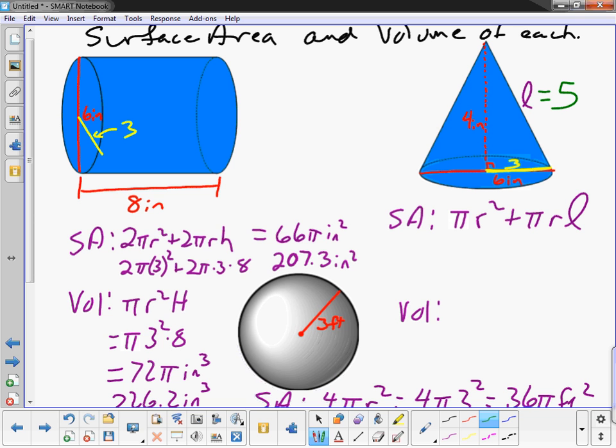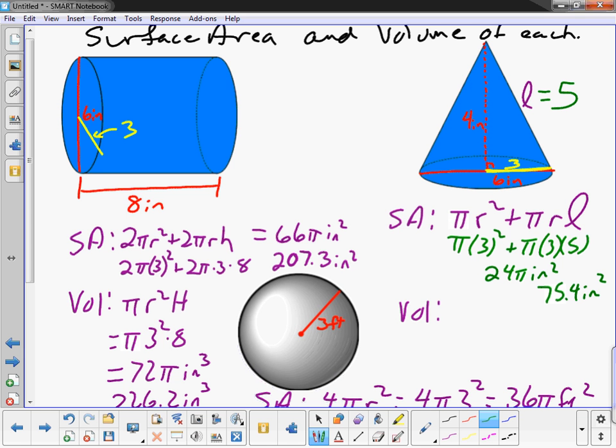So now I just plug in my numbers. Pi times 3 squared plus pi times 3 times 5. 3 squared is 9, 3 times 5 is 15. 9 and 15 gives me 24 pi square inches. And if I multiply that out, 24 pi on the calculator, I get 75.4 square inches. Surface area is an area, it's a squared unit. How many little squares will completely cover it?